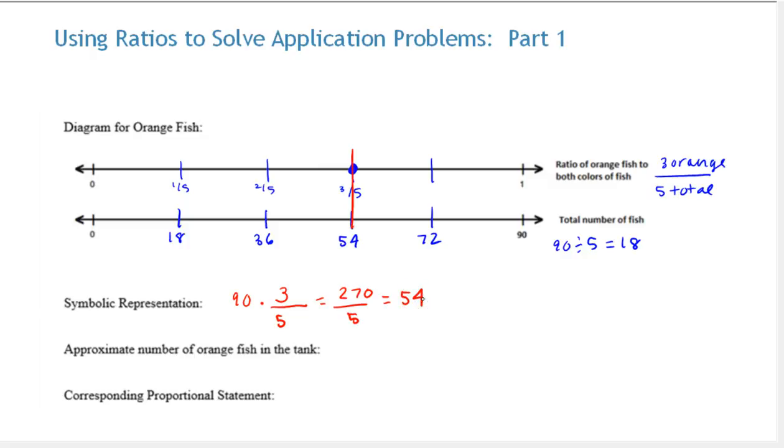Okay, now again, notice how units can help you. If you have 90, we'll put both color fish times 3 orange over 5 of both colors. You can see that the boths cancel, and when you multiply across, your result will be the number of orange fish, because orange is what remains. Okay, so that's very useful for helping you set this up. So the approximate number of orange fish in the tank is 54 orange fish.